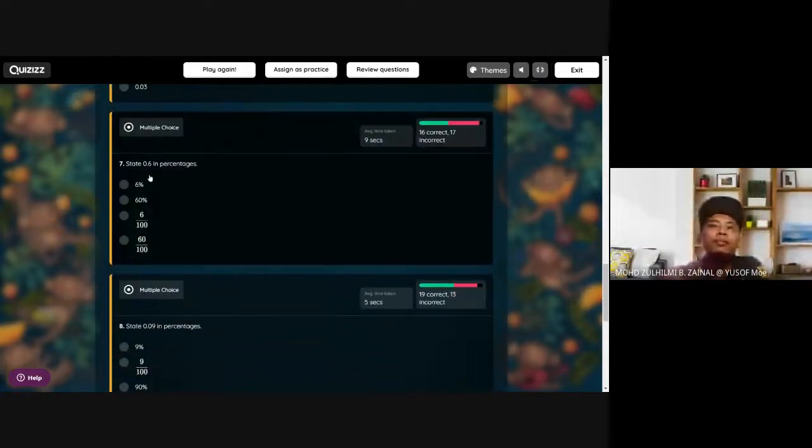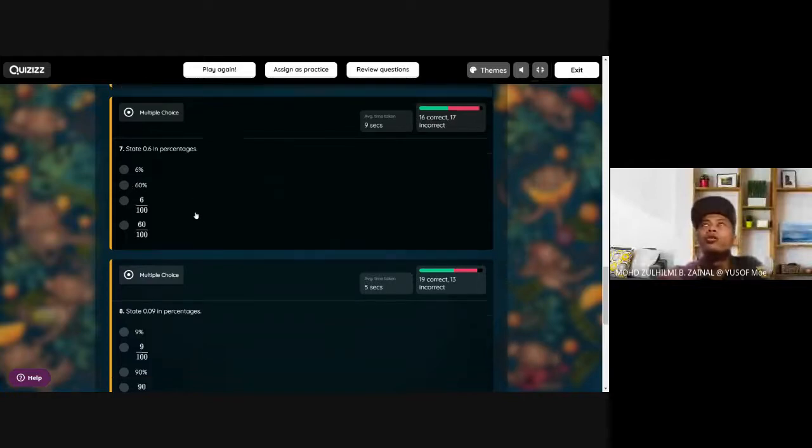Question number 7, 0.6 in percentage, not 6%, it's 60%. This one was wrong, 17 of you. Many got this wrong. 0.6 is actually 60%, while 0.06 is 6%. So the answer should be B.